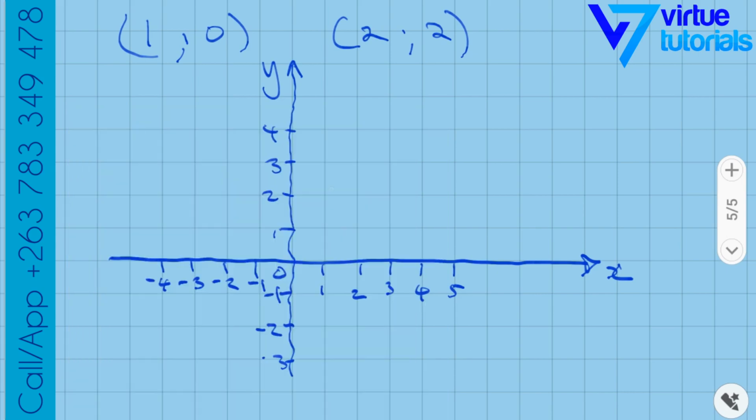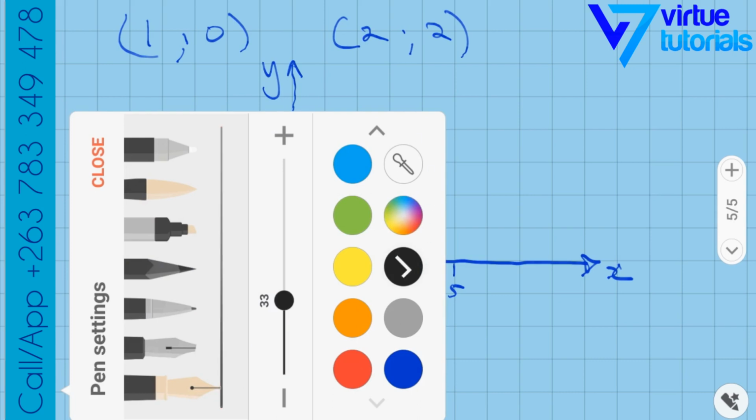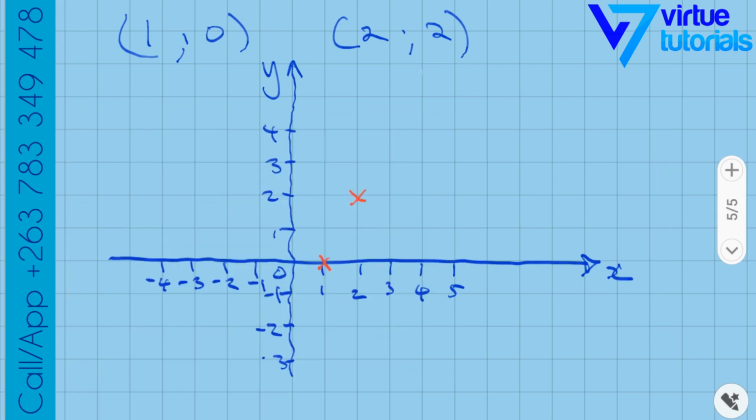Okay, so now let's locate the points. The point 1 and 0, x value 1, y value 0. So x value 1, y value 0, it's here, right? 2 and 2, x value 2, y value 2, that's there. Once you get your 2 points, you get your ruler and draw your line. So there's our line passing through those points there. So you can go ahead and try drawing lines of your own.